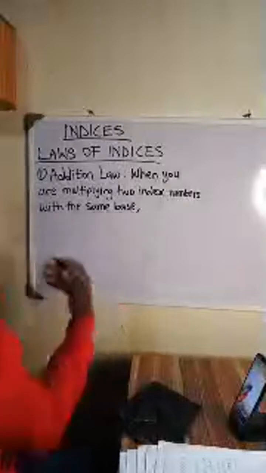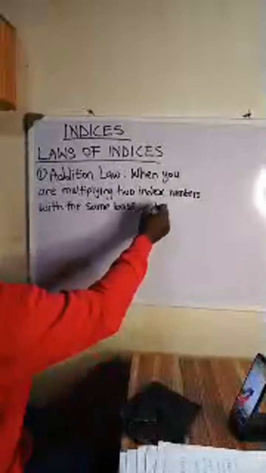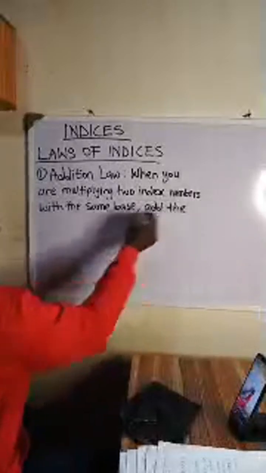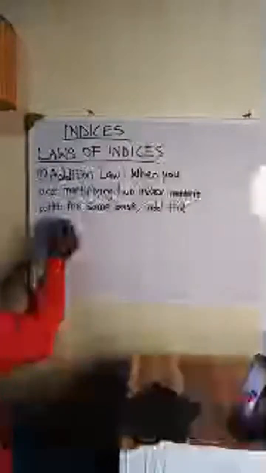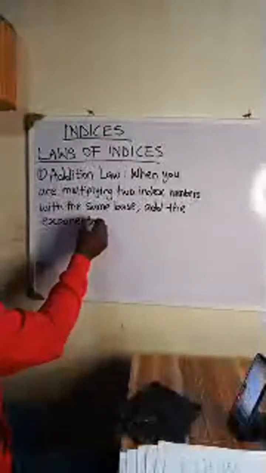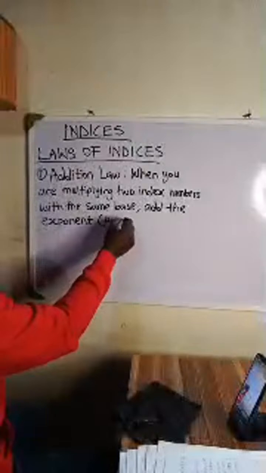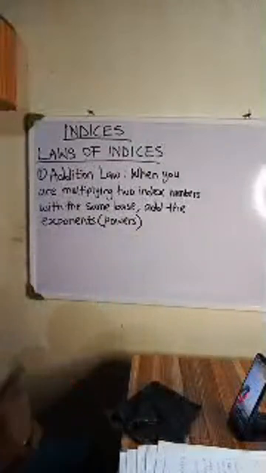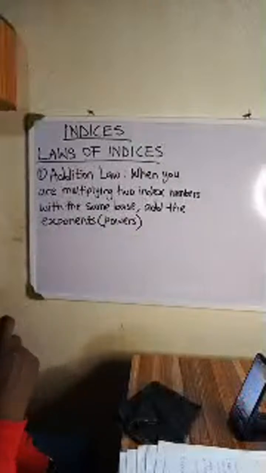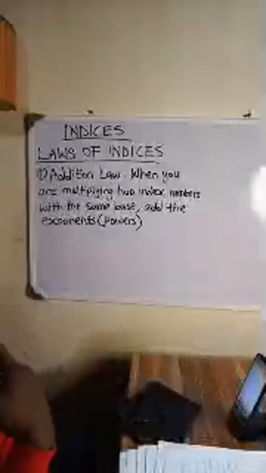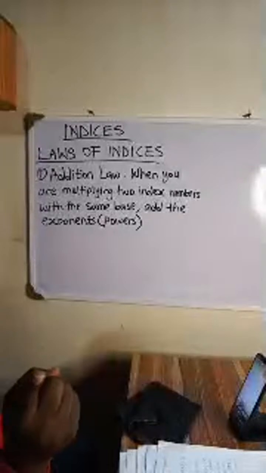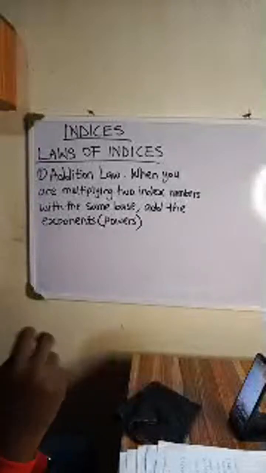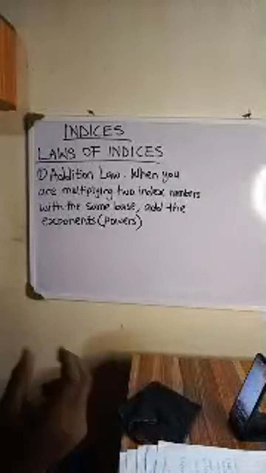So all you need to do is add the exponents or the power. When you are multiplying two index numbers with the same base, all you need to do is add the exponents. Remember what the base of an index number is, and also remember what the power or exponent of an index number is.